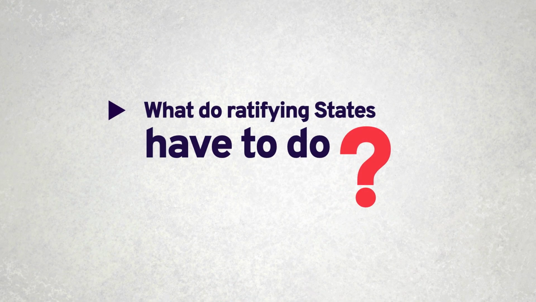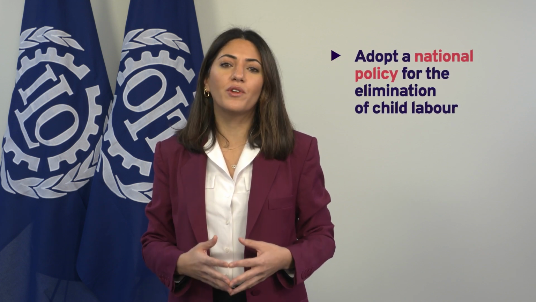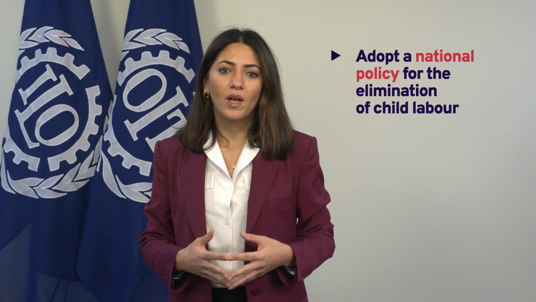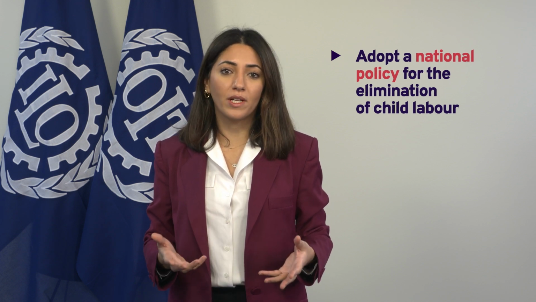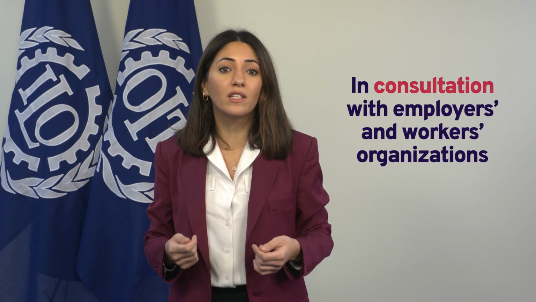What do ILO member states have to do to combat child labor? In order to combat the underlying root causes of child labor, each ratifying country has to establish a national policy for the elimination of child labor. While the determination of such policies is left to countries, national policies must be elaborated in consultation with the employers and workers' organizations.